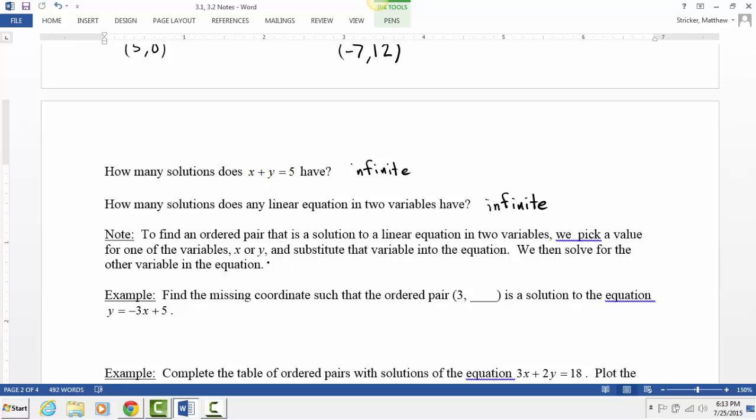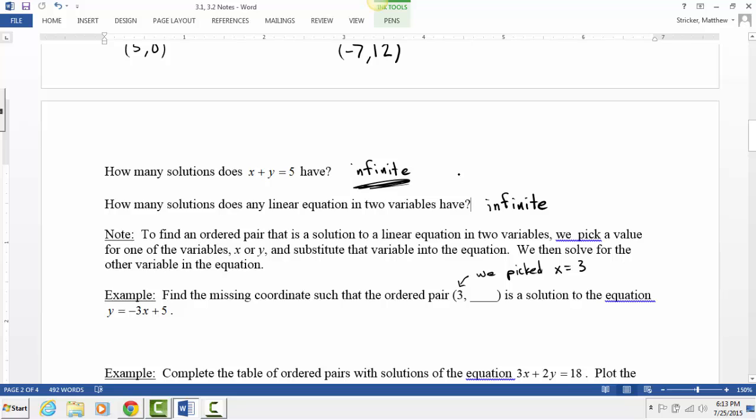Very simple to do. Let's look at an example. It says find the missing coordinate such that the ordered pair 3, something is a solution to the equation. So notice we picked an x. We picked x equals 3. We could pick any other value though. It doesn't have to be this one. This is just one of the infinite number of solutions.